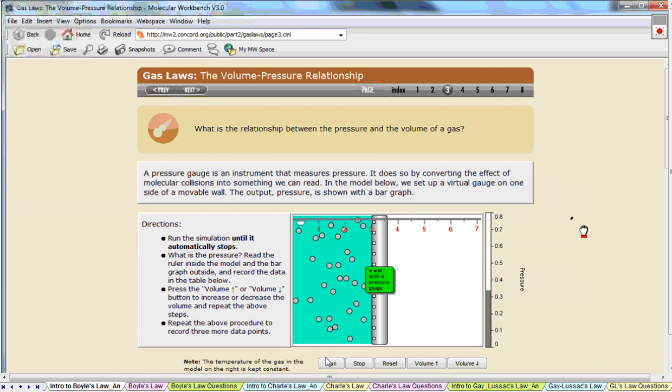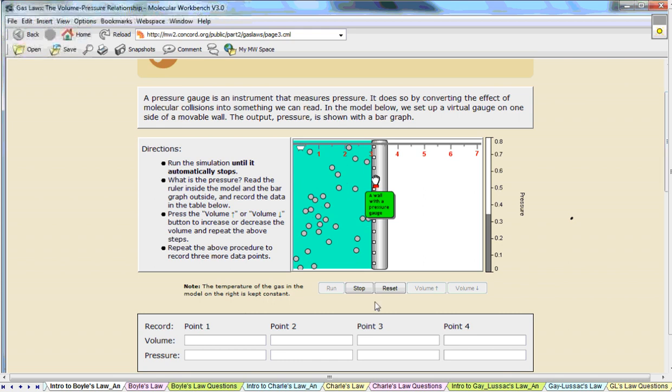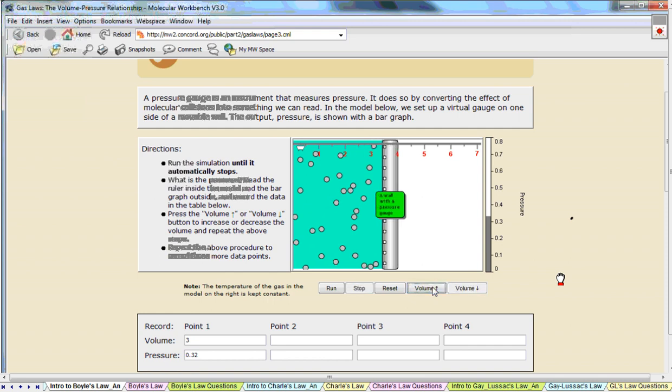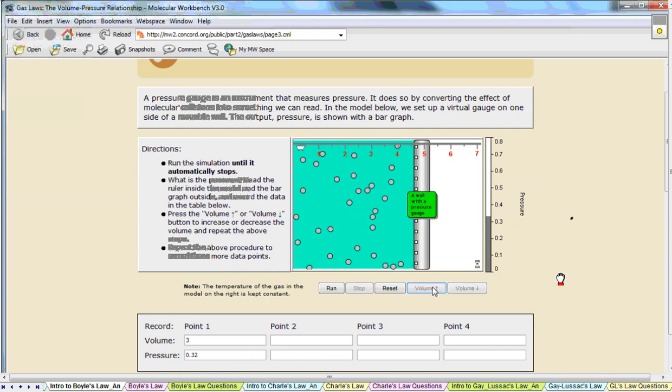We've got a little simulation here. We're going to run it, starting with an initial volume of 3 liters. The gas particles are bumping into each other and colliding with the walls of the container. The simulation runs its course and stops when it hits pretty much an equilibrium, and we're going to quickly write down our values. So 0.32 for a volume of 3 liters. And we're not going to worry about what units of pressure.